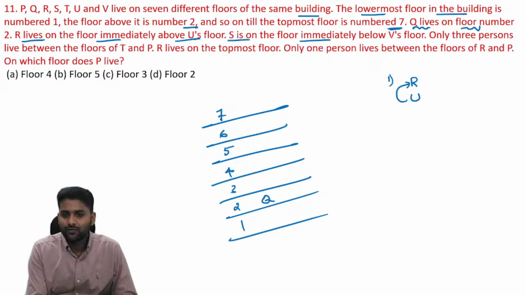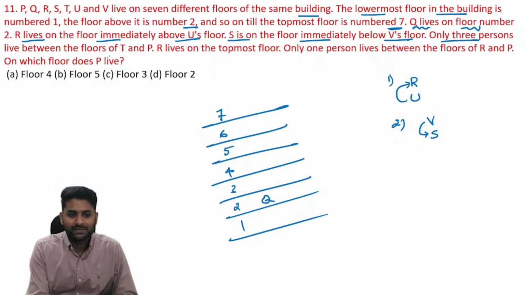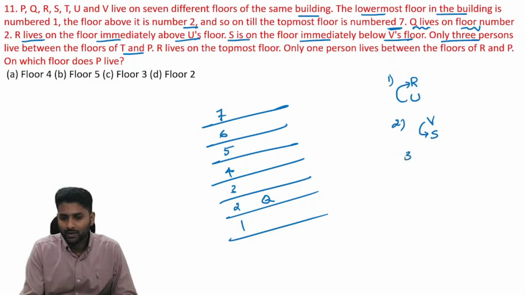S lives on the floor below V. Okay, S is immediately below V. Only three persons between T and P. Okay, we don't know where T and P are, so we have to place three floors.